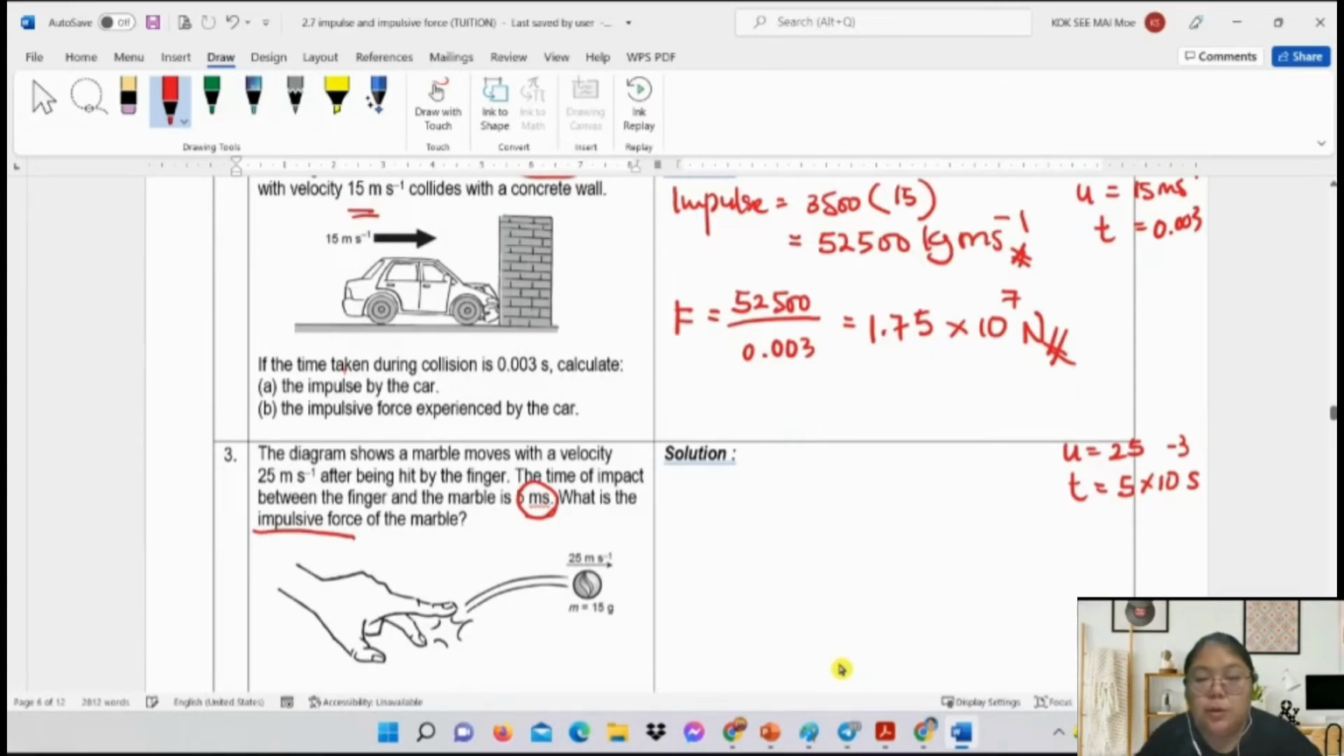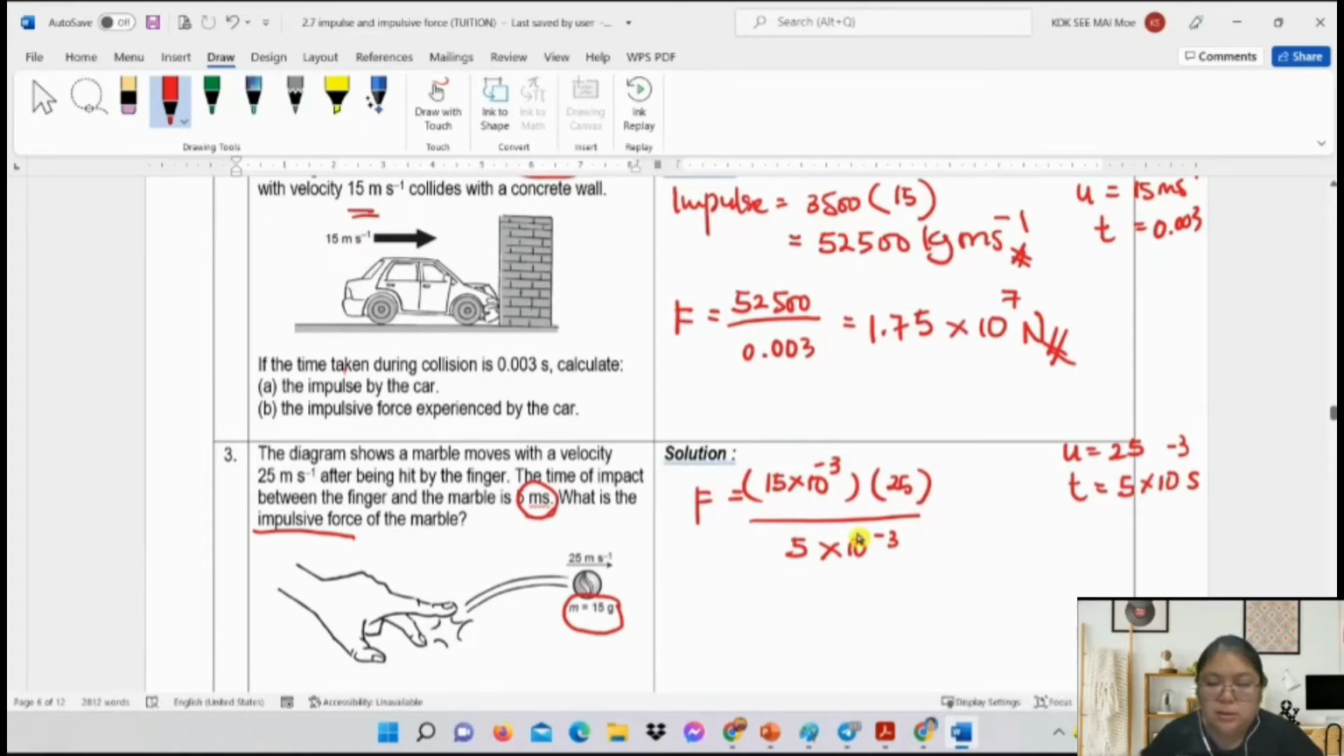The question only provides one velocity, so we just take one velocity. From here, impulsive force. Does the question provide any mass or not? Yes, here, the diagram shows the mass. The mass is in grams, so I need to convert it to kilograms. Then velocity 25, then divide by the time taken, 5 times 10 to the -3.